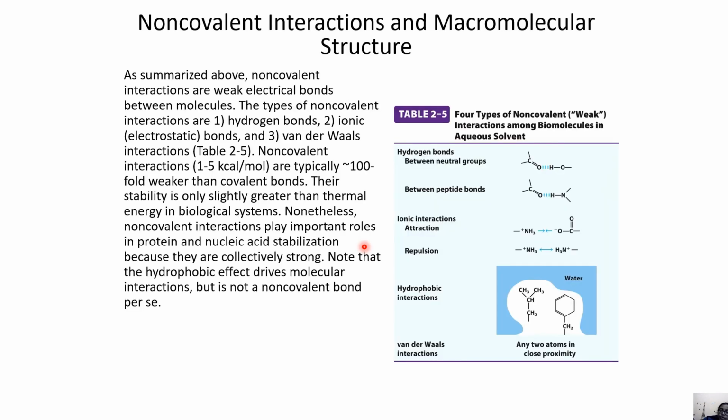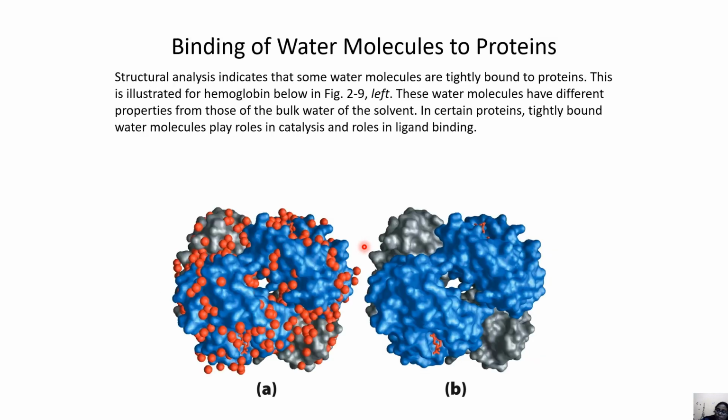Okay. So you can see the non-covalent interactions and macromolecular structure features. Non-covalent bonds are weak electrical bonds between molecules. They can be hydrogen bonds, ionic electrostatic bonds, and van der Waals interactions. They're typically 100-fold weaker than covalent bonds, and their stability is only slightly greater than thermal energy in biological systems. But still, they play important roles in protein and nucleic acid stabilization because they're collectively strong. All of them together will be strong, and the hydrophobic effect will drive molecular interactions but is not a non-covalent bond per se.